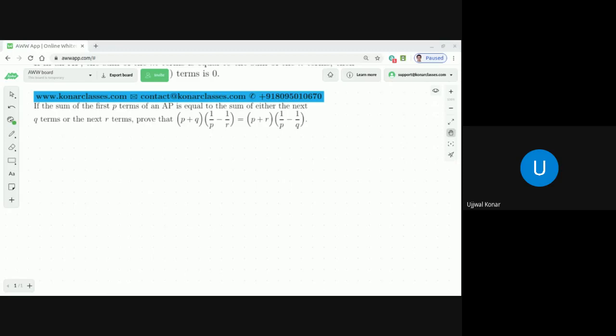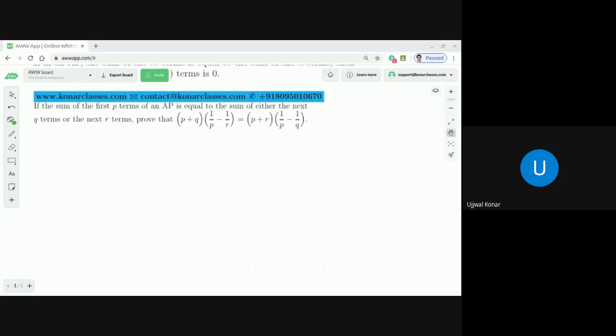So let me see whether I gave the question correctly or not. If the sum of the first p terms of an AP is equal to the sum of the next q terms, or the sum of the next r terms, prove that (p plus q) into (1 by p minus 1 by r) is equal to (p plus r) into (1 by p minus 1 by q). Okay, let's discuss this. So how to proceed? Very good question.